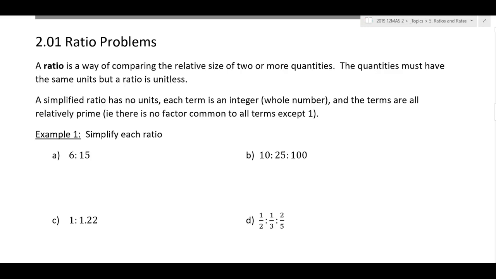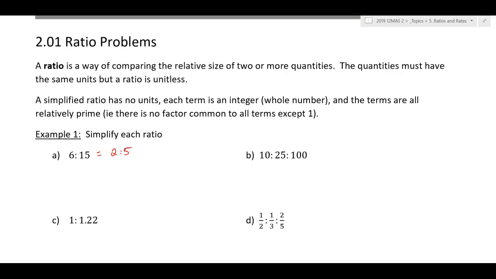First one here, 6 to 15, is pretty straightforward. The whole numbers are fine, there's no units, but there is something we could divide both those numbers by. We could divide them both by 3, and that would give us 2 to 5. Now 2 and 5 are relatively prime. There's nothing I can divide that by, like simplifying a fraction. So 2 to 5 is the simple ratio there.